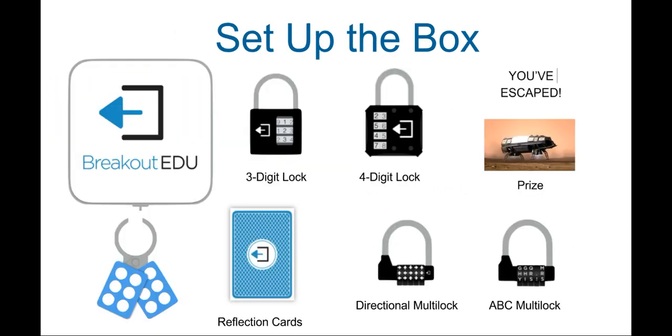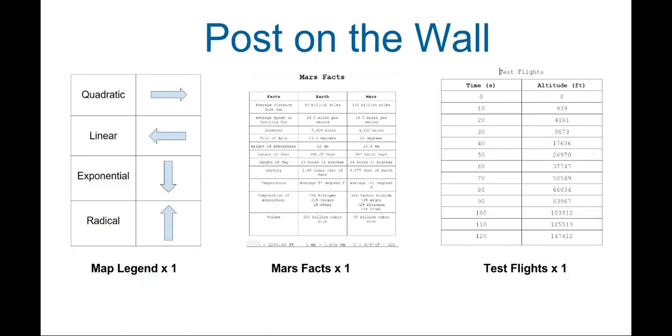To set up the box, place the reflection cards and the prize handout inside the big lock box. Lock the box with a 3-digit lock, 4-digit lock, directional lock, and 5-letter lock. Post the map, legend, Mars facts, and test flights handouts on the wall. They don't have to be in the same area.